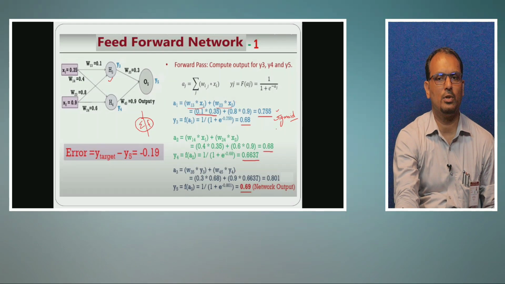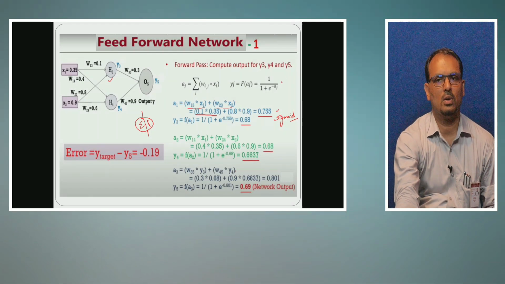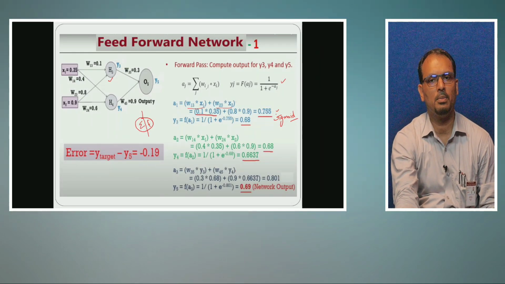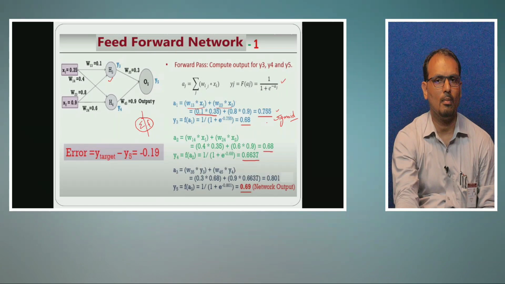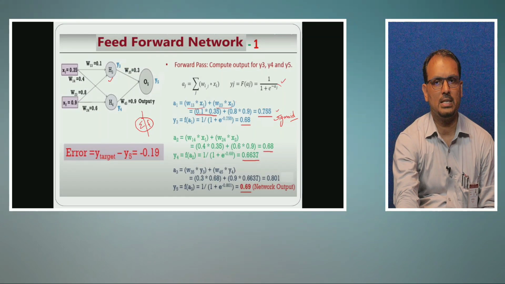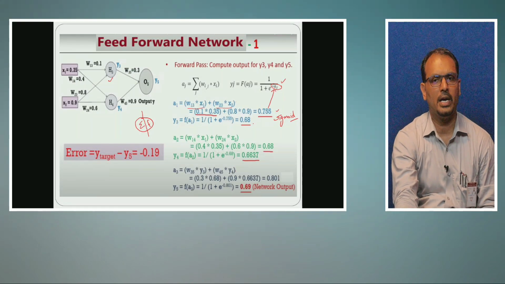So what is the formula for sigmoid? If you remember, here also I mentioned 1 upon 1 plus e power minus j. When you apply this formula, this j is nothing but the summation value you just got. Put it here and you will get 0.68.